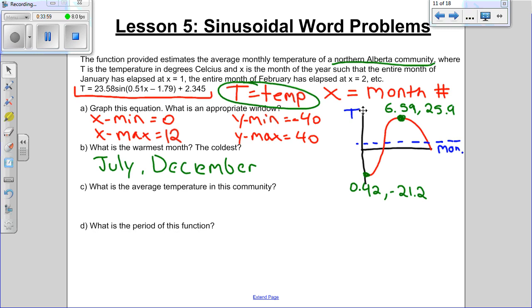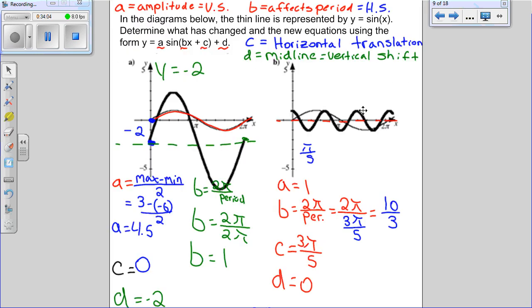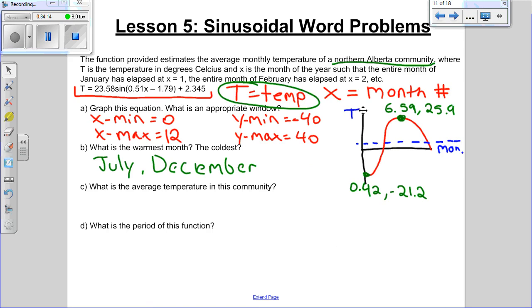So if you look at your equation, where's your midline going to be? 2.345. That's your midline. So the average temperature is at 2.345. That's your midline.